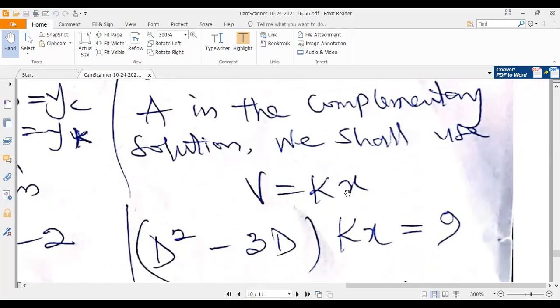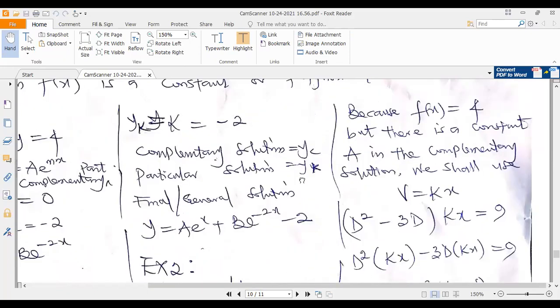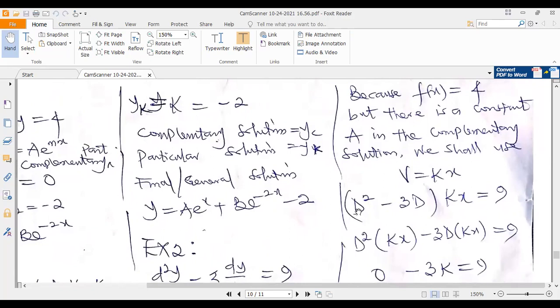The reason is this: because f of x is a constant, number one, and because there is a constant in the complementary solution, we are going to assume our particular solution to be a function multiplying by x. Can you see now? So that is the second case. So what I'm going to do next is go back to the same method again. This method, we call it the operator.